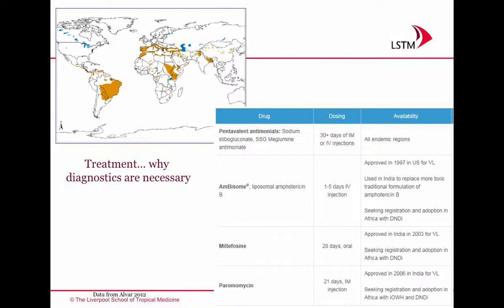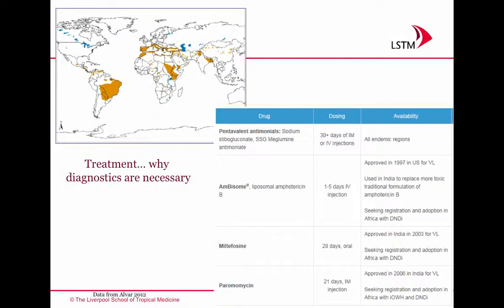Miltefosine is the only orally available drug for leishmaniasis, but there are problems with this. It's teratogenic, and there are many cases of, let's not say resistance, but treatment failures in India at the moment. So the rollout is not going as planned. DNDi have quite a lot of clinical trials looking at combination therapies of these drugs.